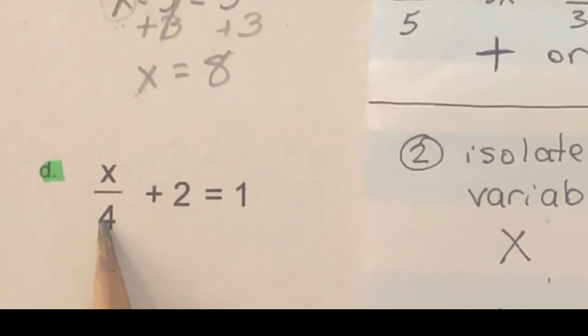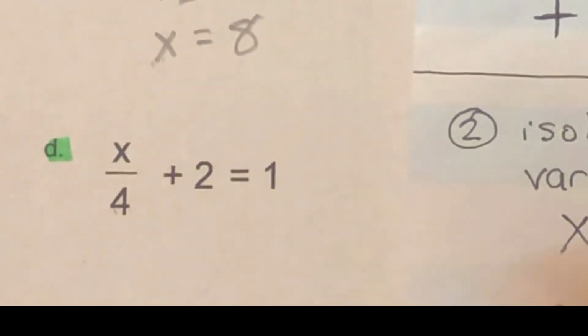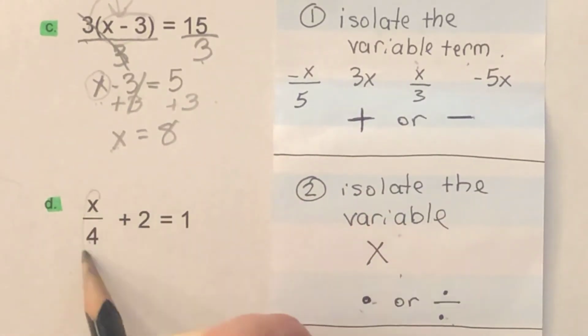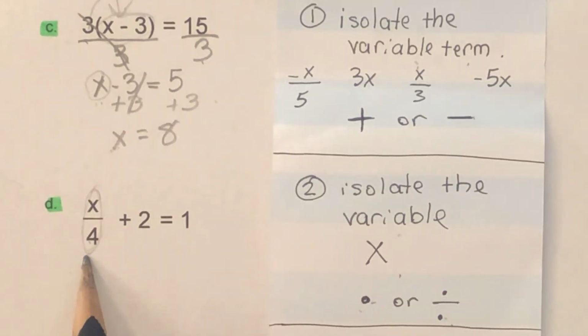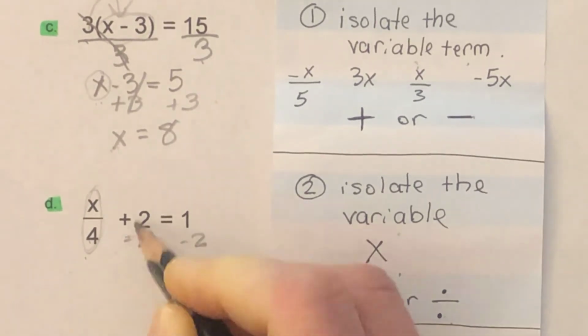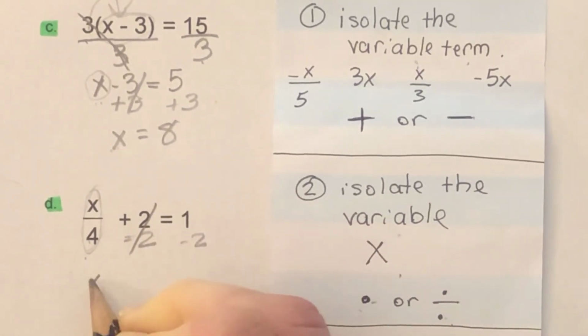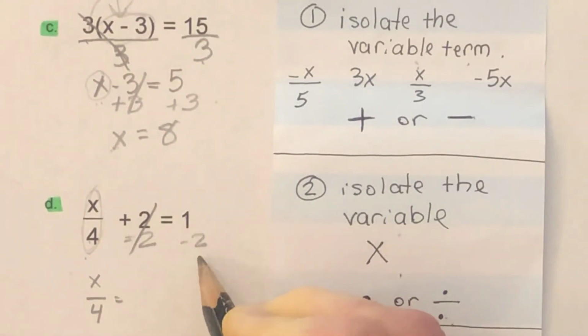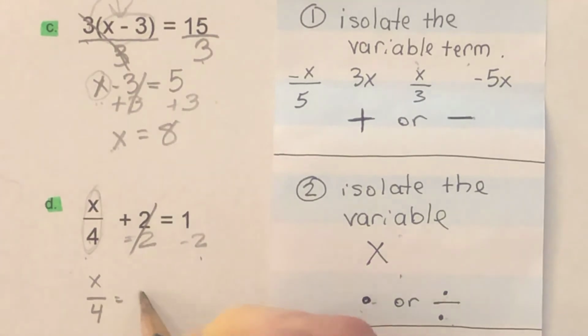D, this is a standard one that we've been working on. Isolate the variable term. That's my variable term. So I'm going to subtract 2 from both sides to get rid of that. Minus 2, minus 2. I'm left with x divided by 4 equals 1 minus 2, minus 1.